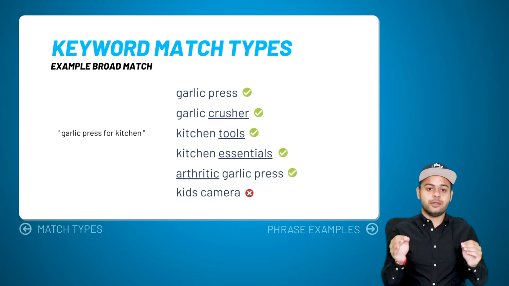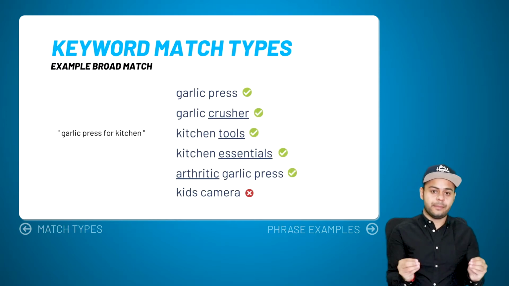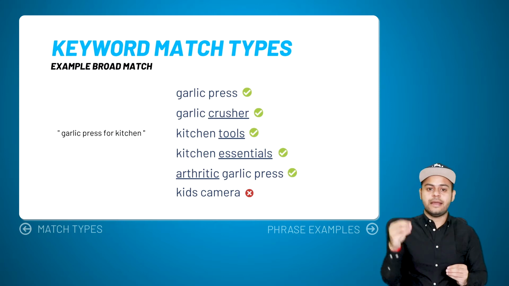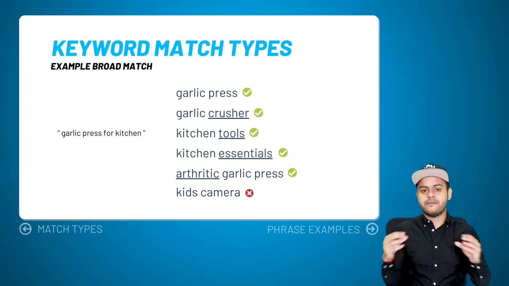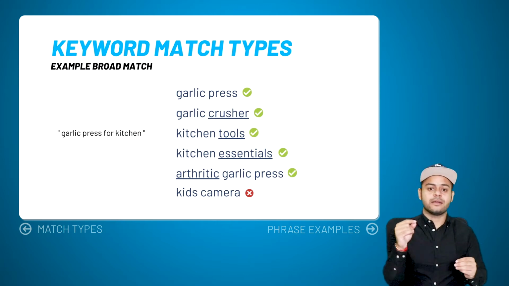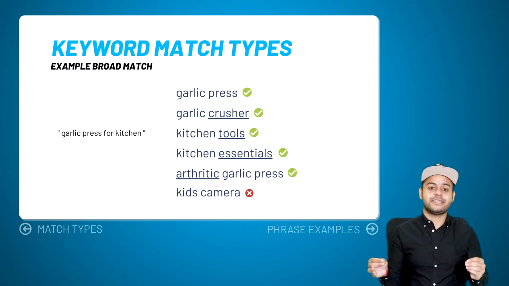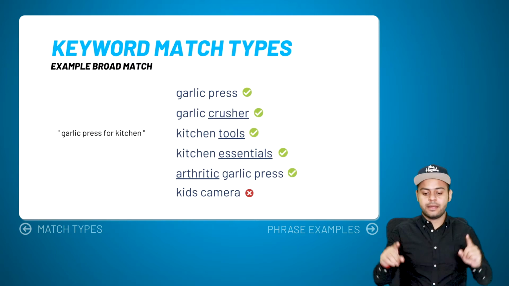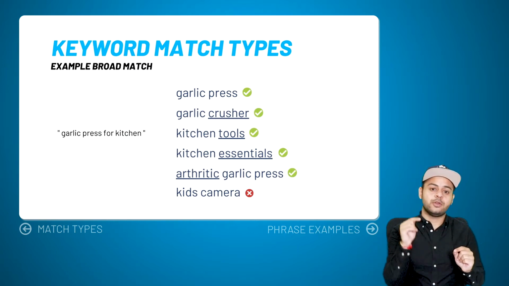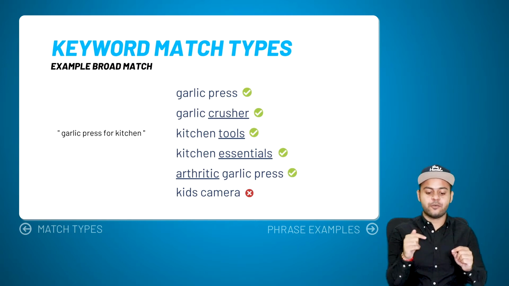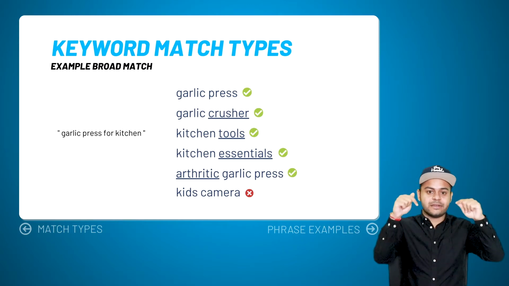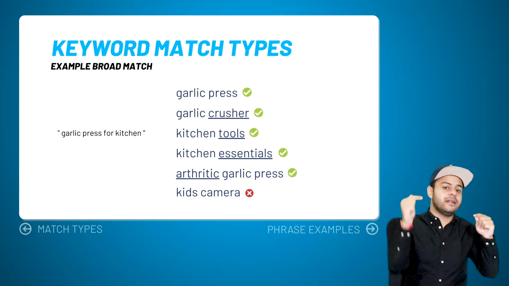So let's assume that you started a manual campaign on Amazon and you told Amazon, hey, I want to show my ads to everybody who's searching for the keyword garlic press for kitchen, but I want this to be a broad match type ad. So what will happen then? Amazon will show your ad to anybody and everybody who searches for any of the keywords in the search term that you've provided and the related keywords.